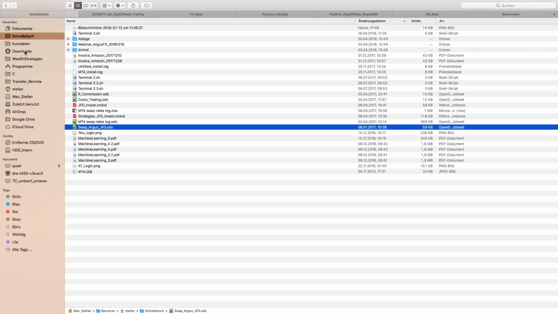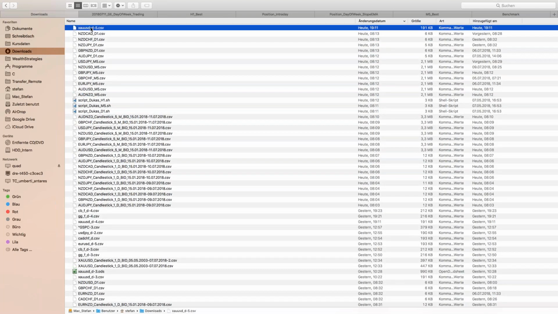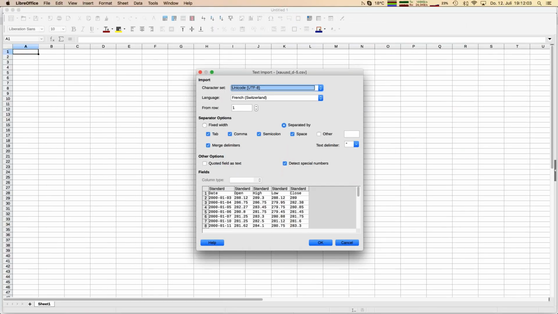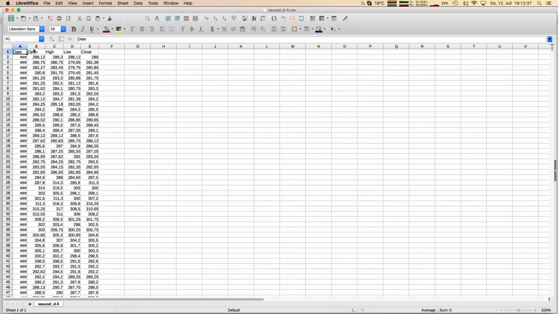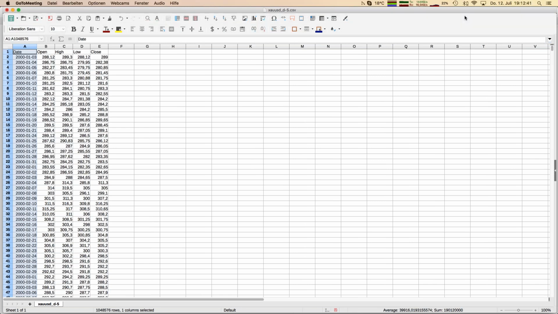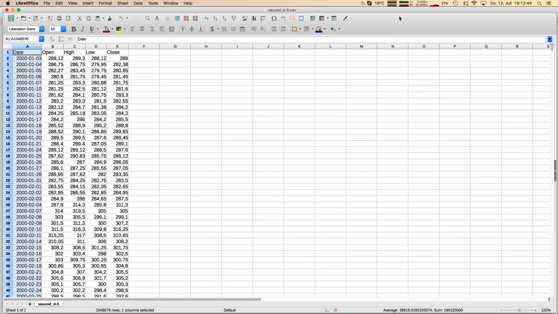Then I can open those data directly in LibreOffice. The good thing about why I use LibreOffice is that its import functionality for getting data into your sheets is much better than Excel's, because if you use exactly these settings here, you can read any kind of date and time, and different separators and decimal separators. No problem. You can read everything. So now we have the data, and let me make it a little larger so that you can see it a little better.